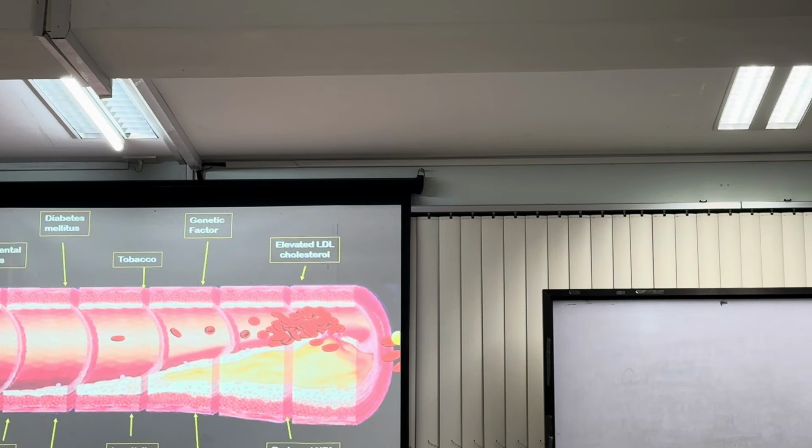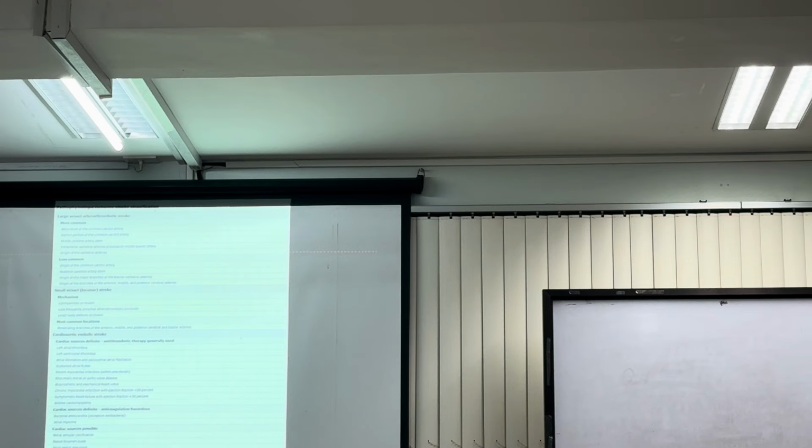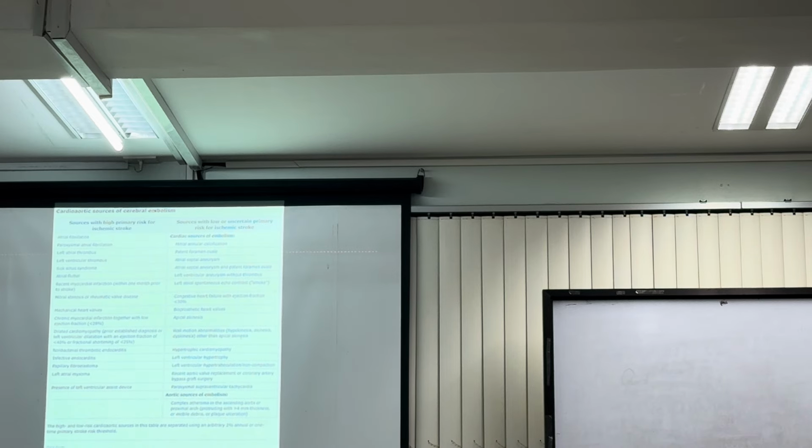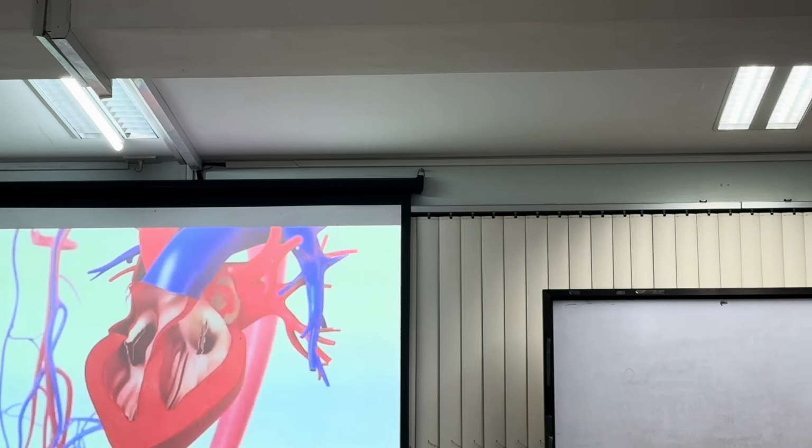So know the risk factors there because this will contribute to the occlusion. We'll give you this to read on the different causes, sources of aortic sources of cerebral embolism. Okay. How do we play this?